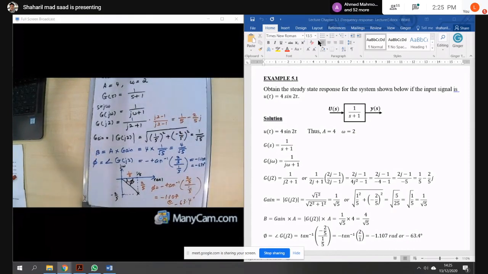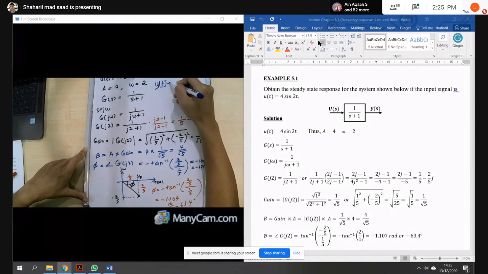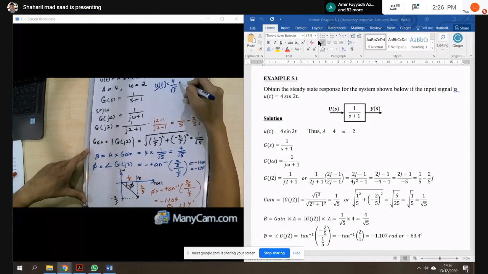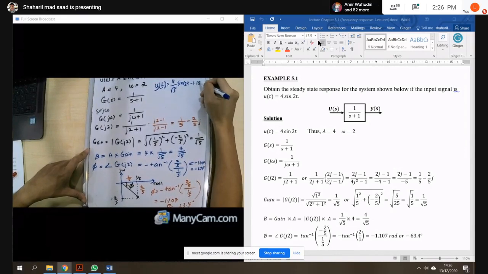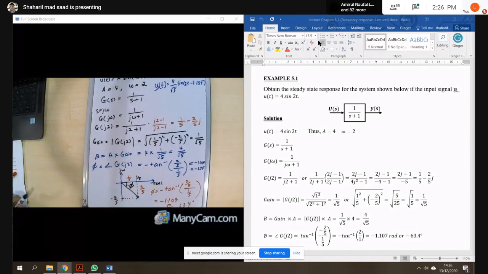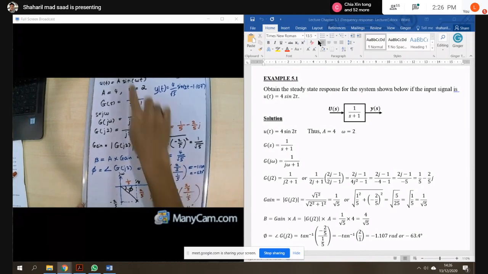So we have y(t) equal to, B is equal to 4 over square root 5, and then sine 2t minus 1.107. Okay, so this is our steady state response for output when you have this input signal.